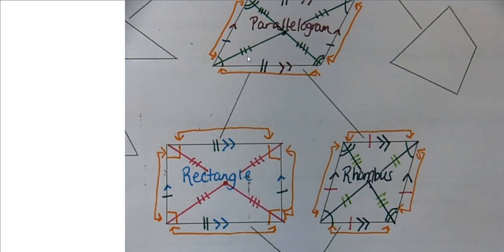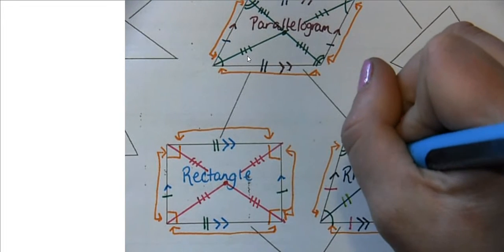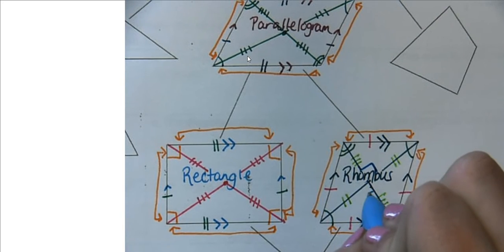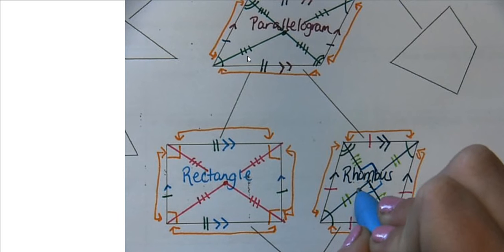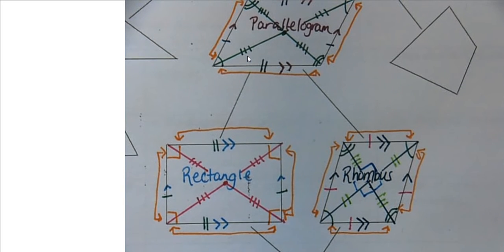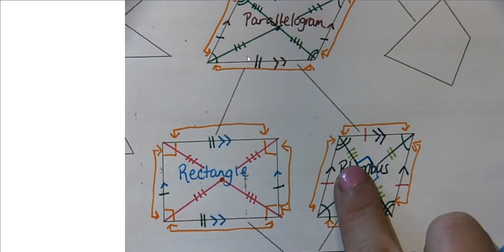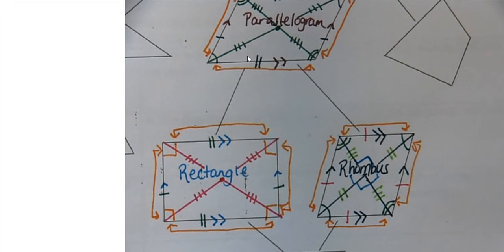And the diagonals are perpendicular. So that is a right angle symbol going all the way around. A rhombus has these triangles inside, and all of those triangles are 4 right triangles that are going to be congruent to each other.